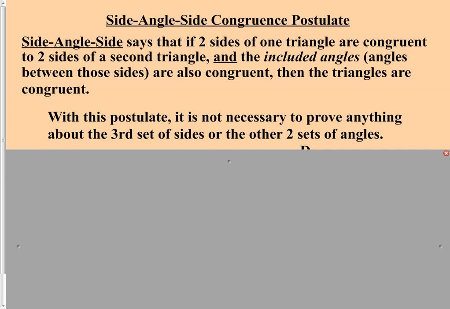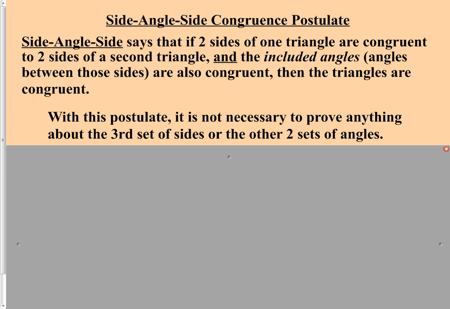Okay, but first let's state the obvious. In this case, with the side angle side, you do not need to know anything about the third set of sides or the other two sets of angles. So how will you know when you're looking at a problem if you would like to use side, side, side, or possibly side angle side? Well, obviously the postulates use different information to do what they need to do. So it will depend upon what is available in the problem. So if all you have is side lengths, side, side, side might be the deal.